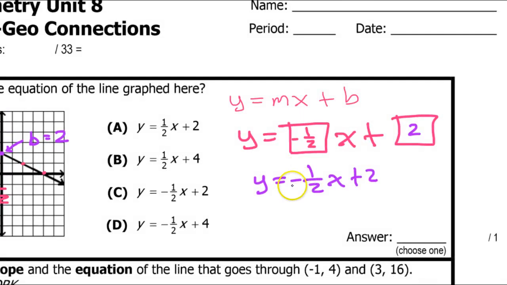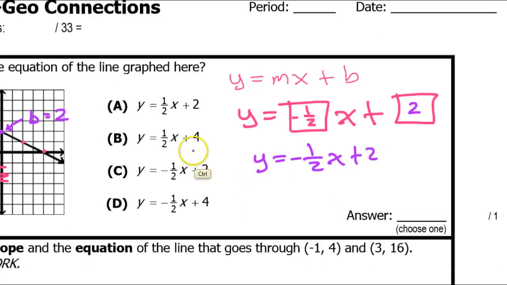So now let's zoom back out and see. Negative 1/2 x plus 2, that is option C. Kabam.